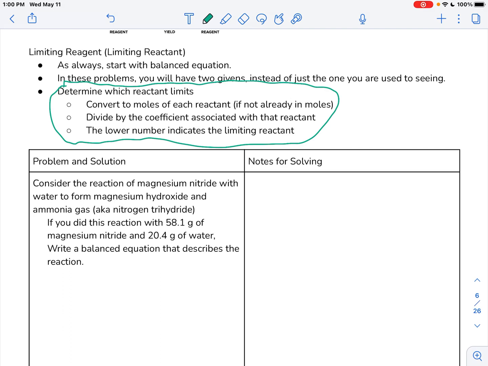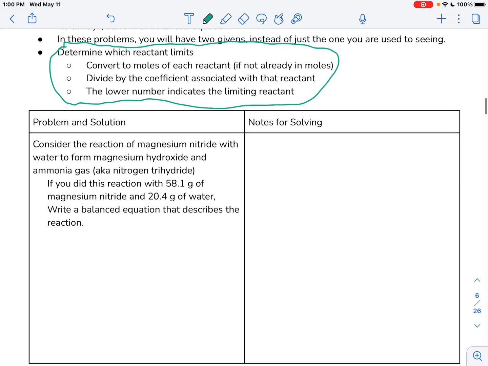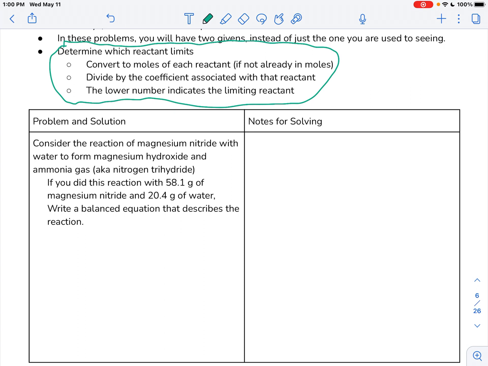Okay, so I broke this problem up into different sections so that you can break them into different parts in your mind. So the first part here is the same problem as the next 2 parts, but it's a different type of question. So we are considering the reaction of magnesium nitride with water to form magnesium hydroxide and ammonia gas. And then it tells us our 2 givens.